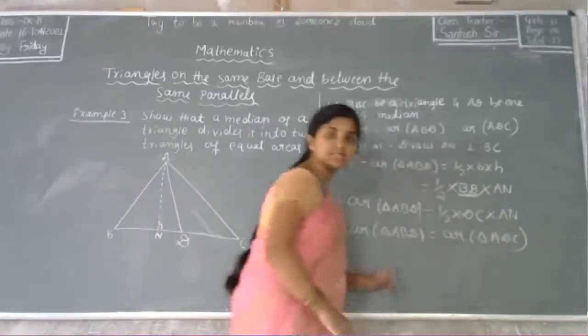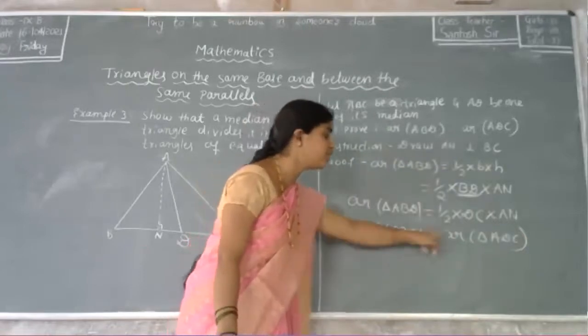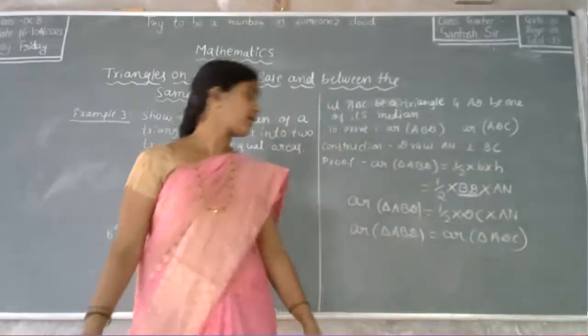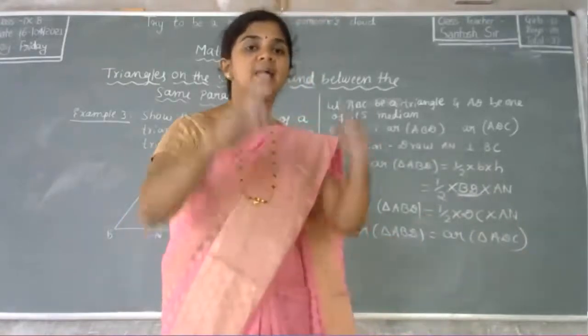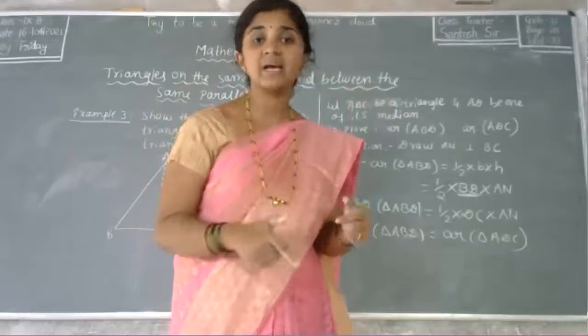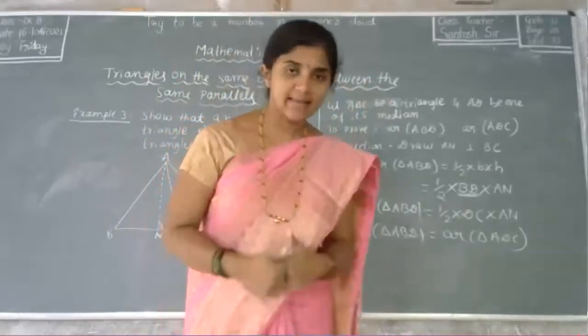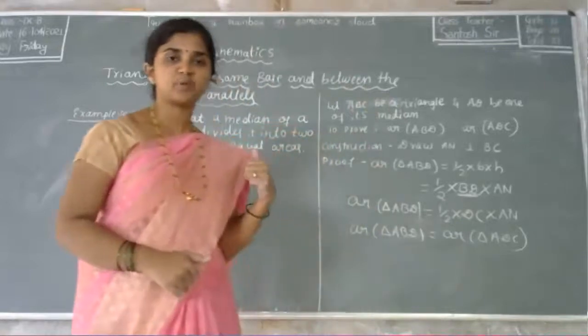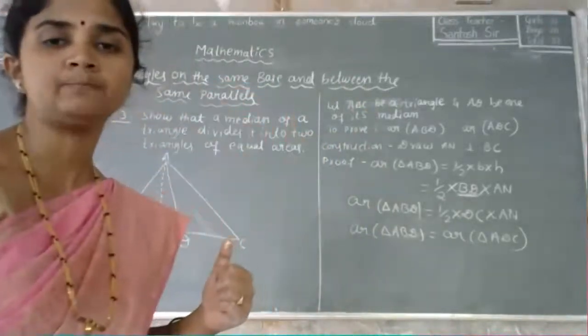Yes, what result did we get at the last? Area of ABD is equal to area of triangle ADC. From this we can conclude that in a triangle, one median divides the triangle into two equal areas. Got the idea of this problem now? Yes. Let us move on to the next example problem.